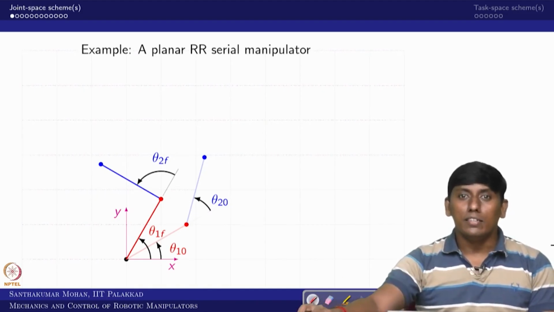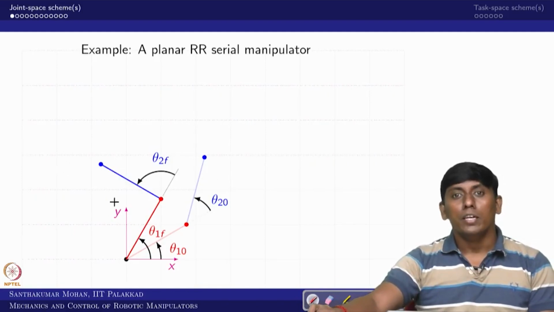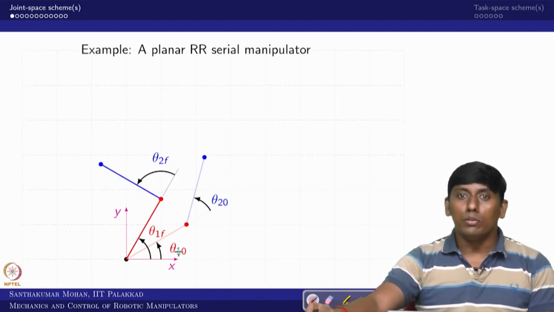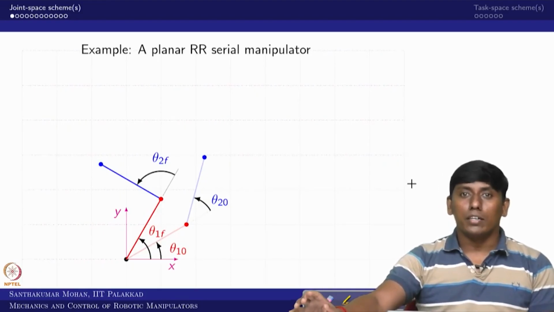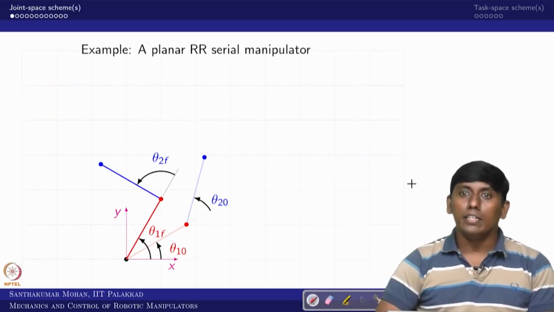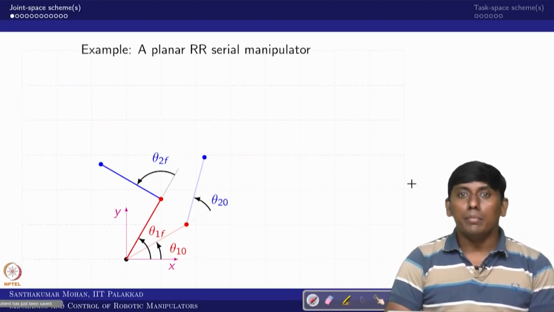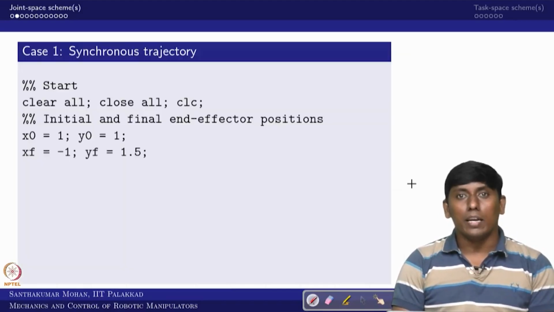This is the initial position and you want to go to the final position, but through joint space trajectory, in the sense theta 10 is supposed to go to theta 1f and theta 20 is supposed to go to theta 2f. That is what we are trying to do. You have already seen this in the lecture. It can be done synchronously or probably in series, and we will try to see both in this particular lecture. The first one is synchronous.